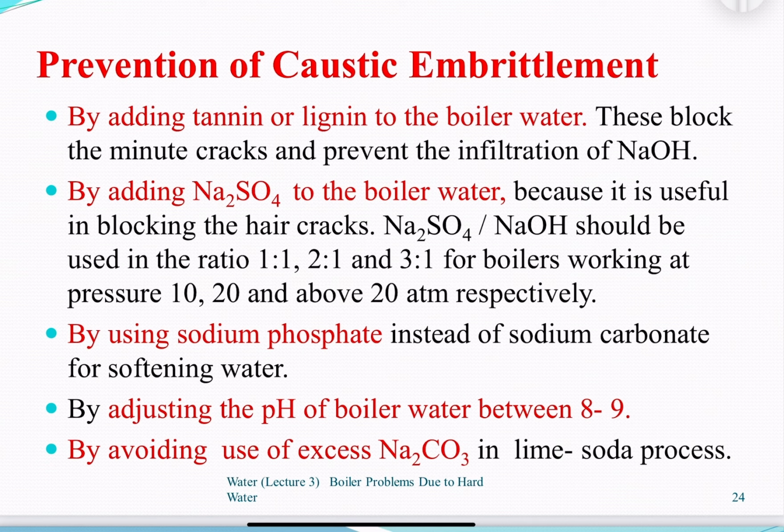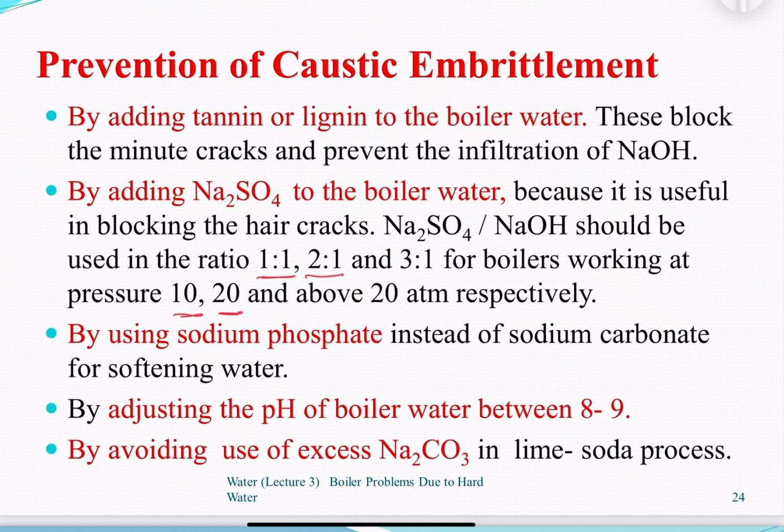Second is by adding Na2SO4 to boiler water. This Na2SO4 also blocks the hair cracks. Once again the ratio should be either 1:1 or 2:1 or 3:1 for boilers which work at these pressures. If it is working at 10, then the ratio should be 1:1. If it is working at 20 pressure, then 2:1. If it is working at above 20 atmospheric pressure, then the ratio should be 3:1. Third, you can control it by using sodium phosphate instead of sodium carbonate for softening water. Fourth is by keeping the pH of boiler water between 8 and 9. And fifth is by avoiding excess use of Na2CO3 in the lime soda process.